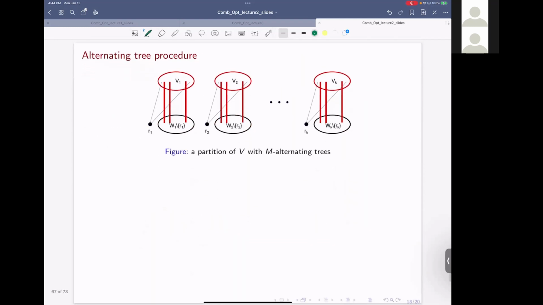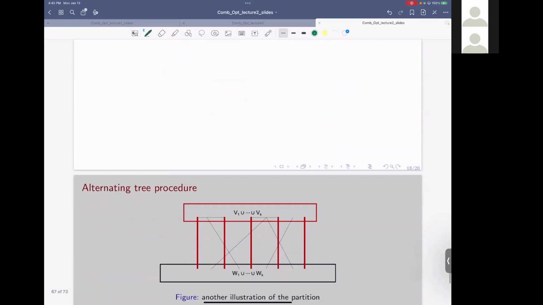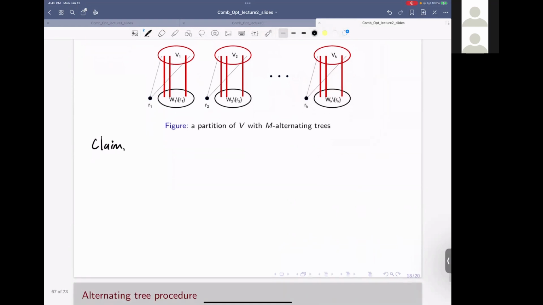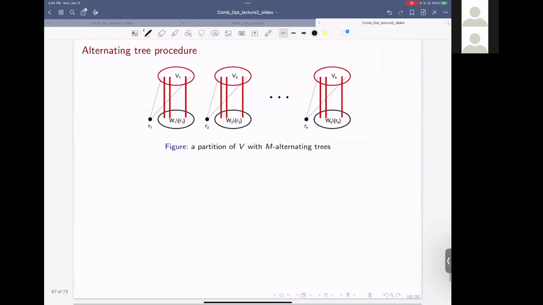And let's say I don't have any augmenting path. That means that I delete the first tree, and then I get a second tree. If there's no augmenting path, I get a third tree, and so forth. And you stop when you remove all vertices from your graph, and you conclude that there's no augmenting path. So you are left with this structure. Then the last point is the following claim.